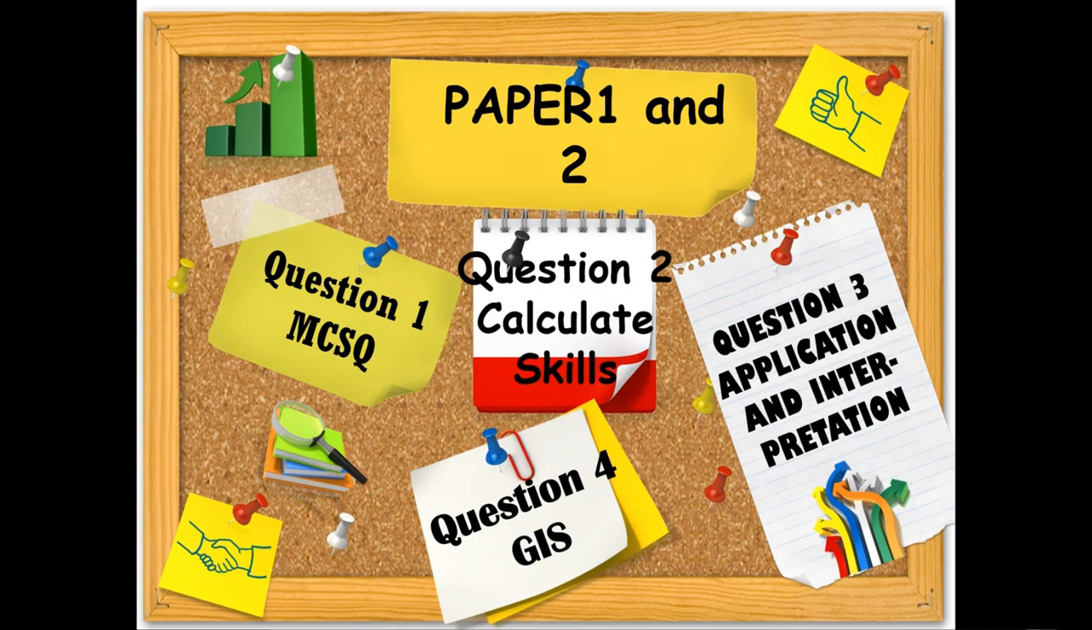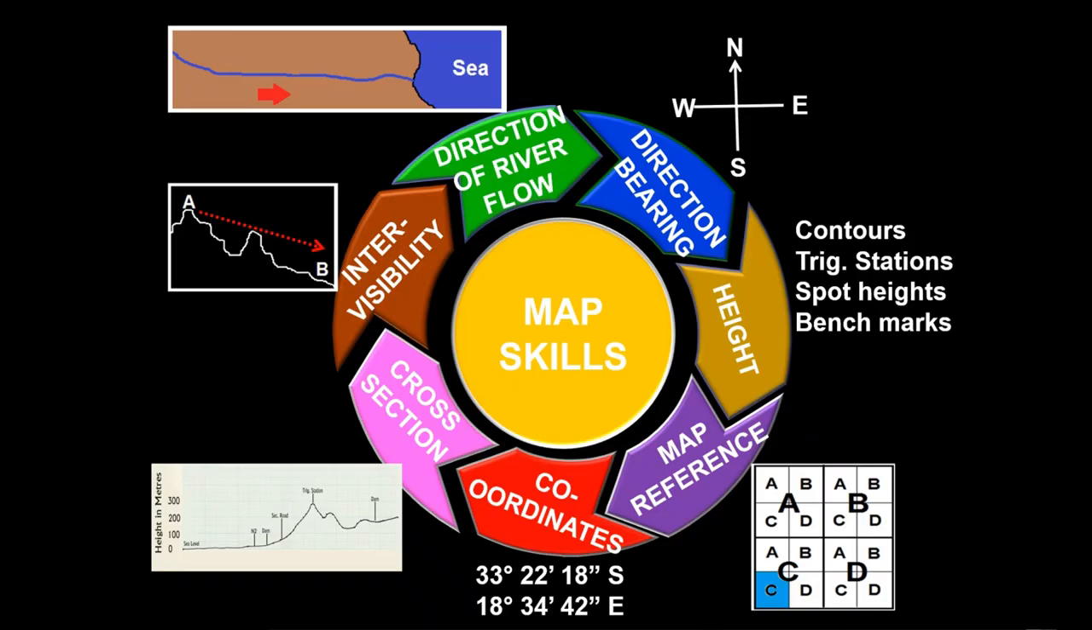Right, so let's go through the map work skills quickly. So map work skills, again, number one, direction and bearing, something that we've done since grade 8. Direction and bearing, again, there's a difference. Direction, it gives you a vague idea.